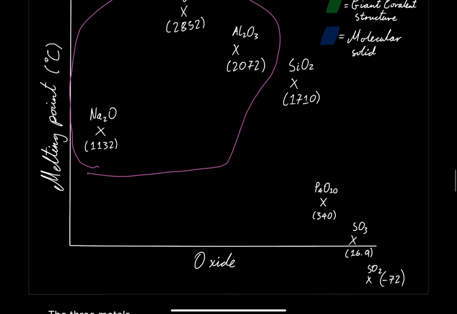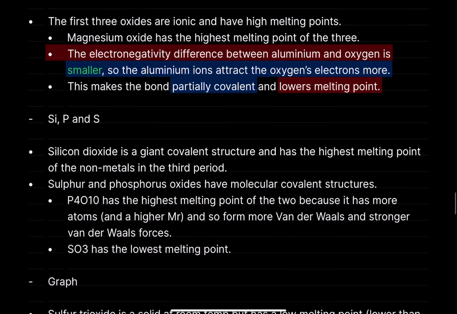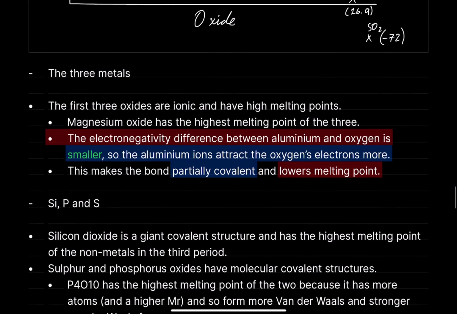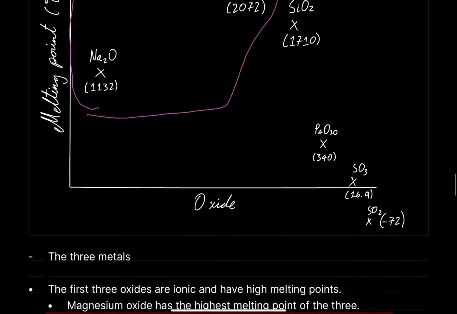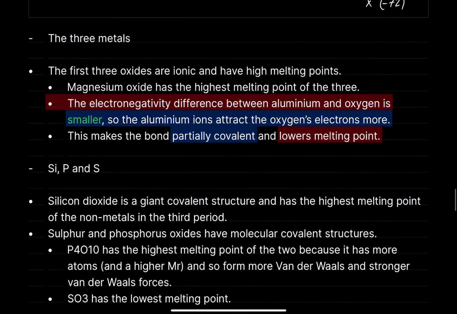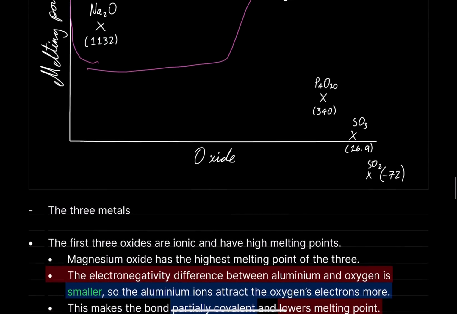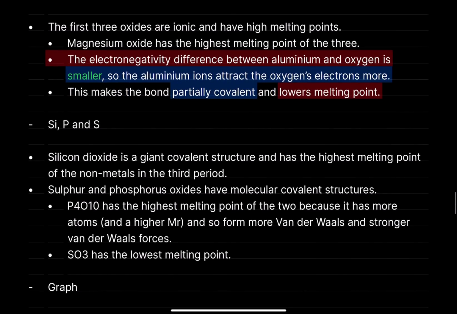So that's the first 3 oxides. Now the second 3: silicon, phosphorus, and sulfur. Silicon dioxide is a giant covalent structure. Remember when we were talking about sodium, magnesium, and aluminium as elements, ionic bonding was the general theme, and silicon was a giant covalent structure. Here too, silicon dioxide is a giant covalent structure and has the highest melting point of the non-metal oxides in the third period. Now, why I say this difference is because silicon dioxide has a similar type of bonding.